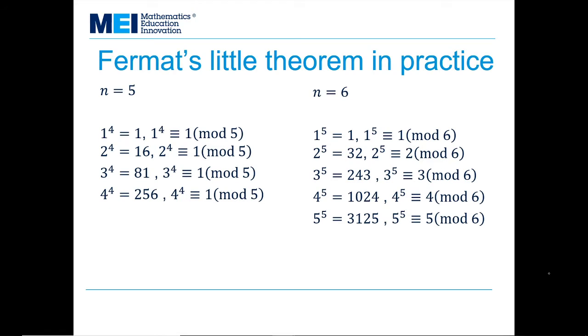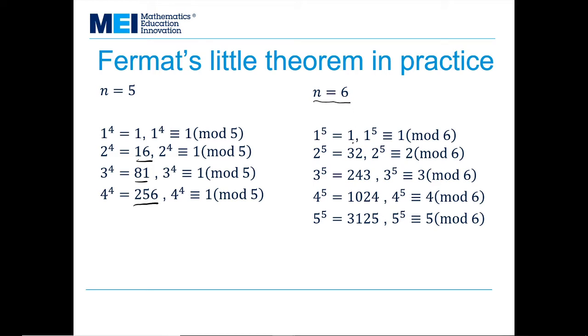So here's a couple of examples. First of all, when n equals 5, 1 to the power 4, 2 to the power 4, 3 to the power 4 and 4 to the power 4, you can see that 1, 16, 81 and 256 are all 1 more than a multiple of 5, so they are all congruent to 1 mod 5. And since 5 is a prime number, that's what Fermat's Little Theorem would tell you to expect. If p is a prime number, then a to the power of p minus 1 is congruent to 1 mod p. Let's have a look as well at n equals 6.